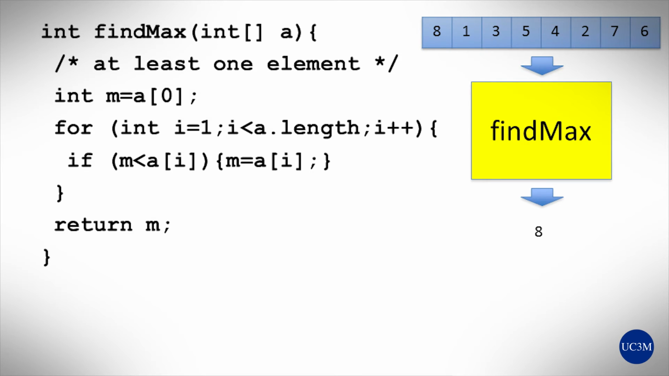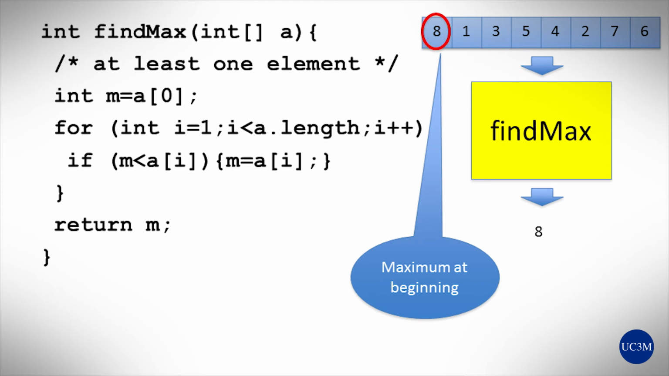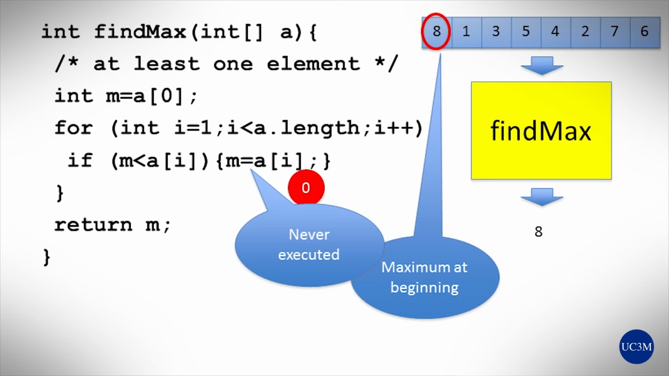So what is the number of operations we have? In order to be able to count, we have to make some assumptions about the input array. We will consider two extreme situations. The first one is when the maximum value is already at position 0. This means that once m gets initialized at the beginning, it never gets updated again. This means that the assignment statement in the conditional never gets executed.